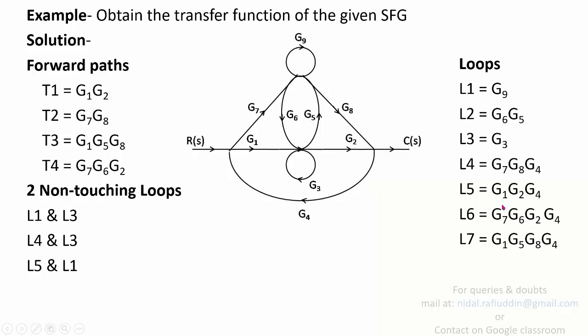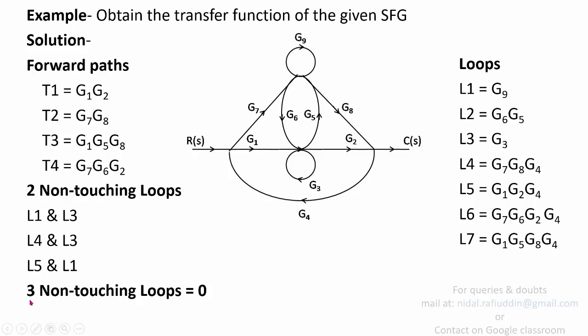So L5 is G1, G2, G4. G1, G2, G4 is non-touching to G9. Now in this particular case, you don't have any three pairs of non-touching loops. So if you see, you got pairs of non-touching loops, but you don't have three non-touching loops in this case. So you are going to substitute 0 for this particular expression when you face this in the expression of delta.